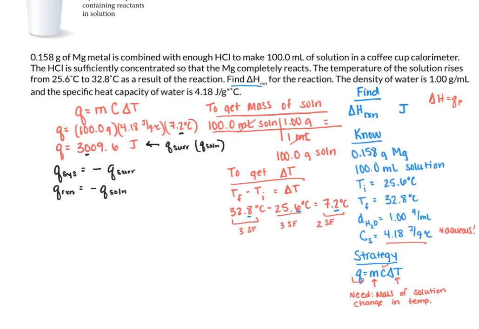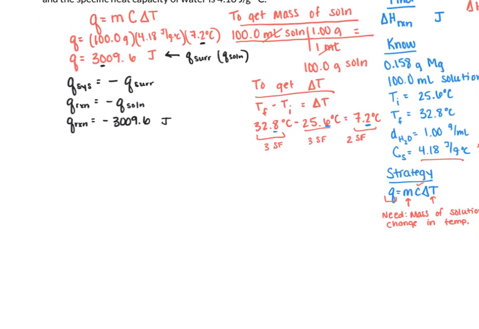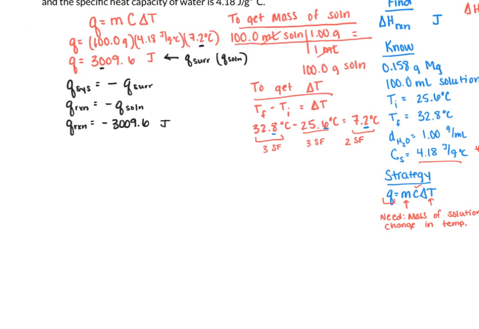So that means that our Q of reaction is going to equal negative 3009.6 joules. Okay, so that's where we are so far. We found our Q of reaction.